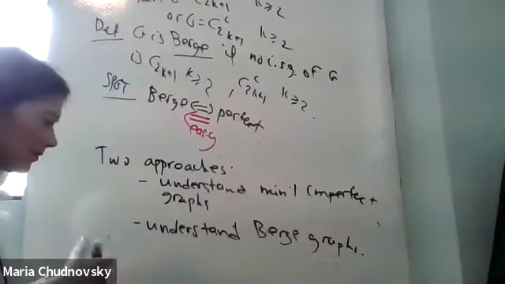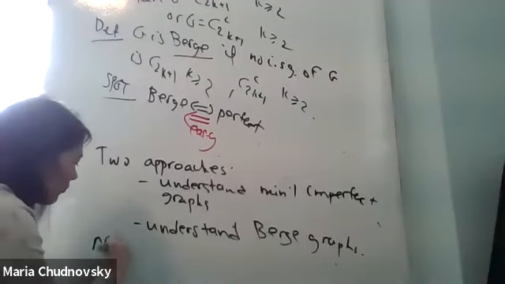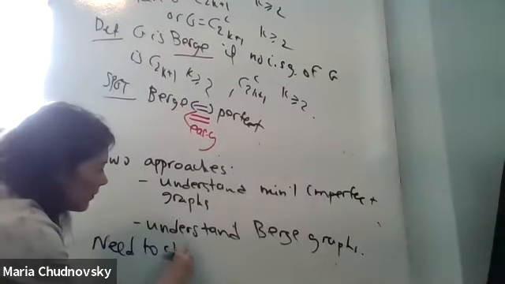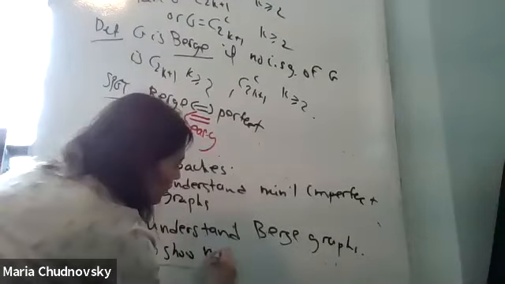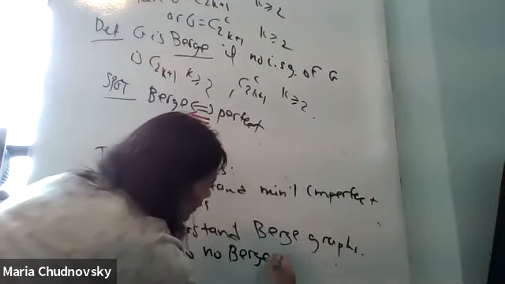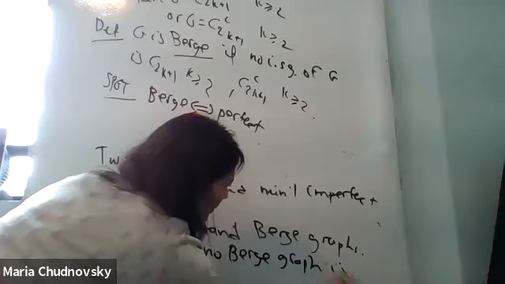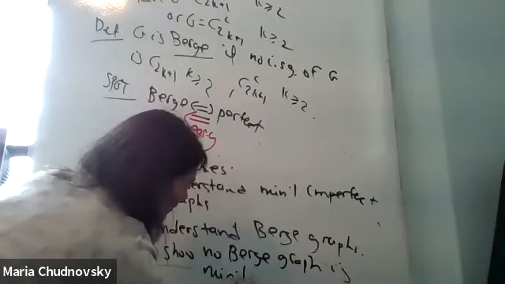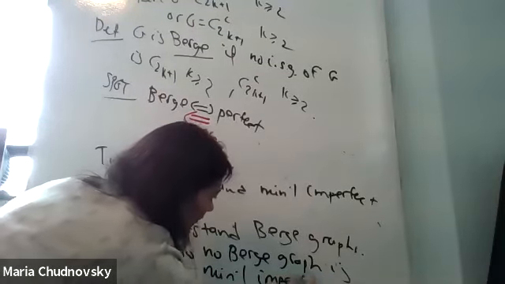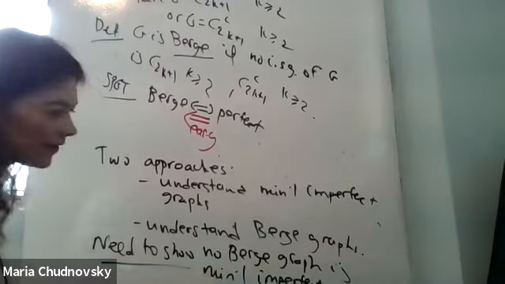So I'm going to just write the last thing that I said. So we need to show no Berge graph is imperfect. It's enough to show that.